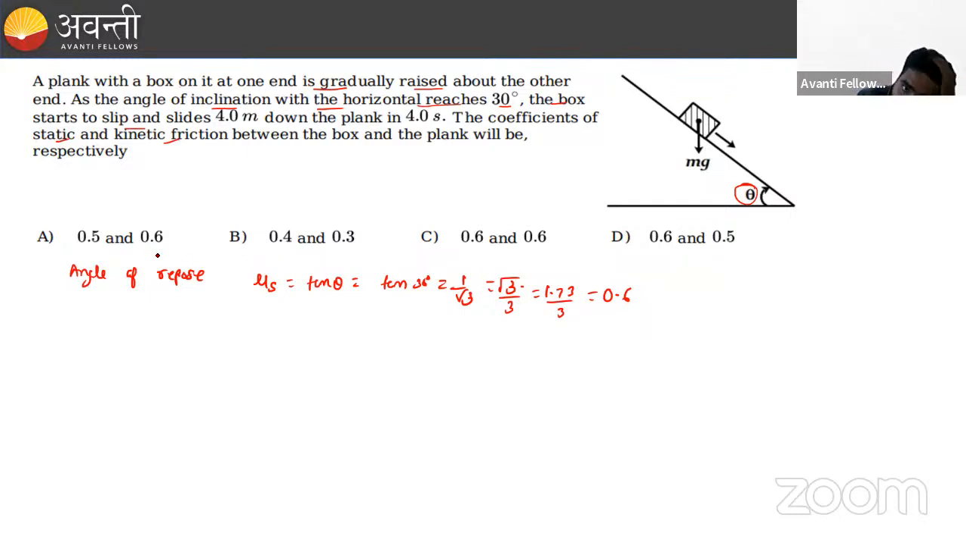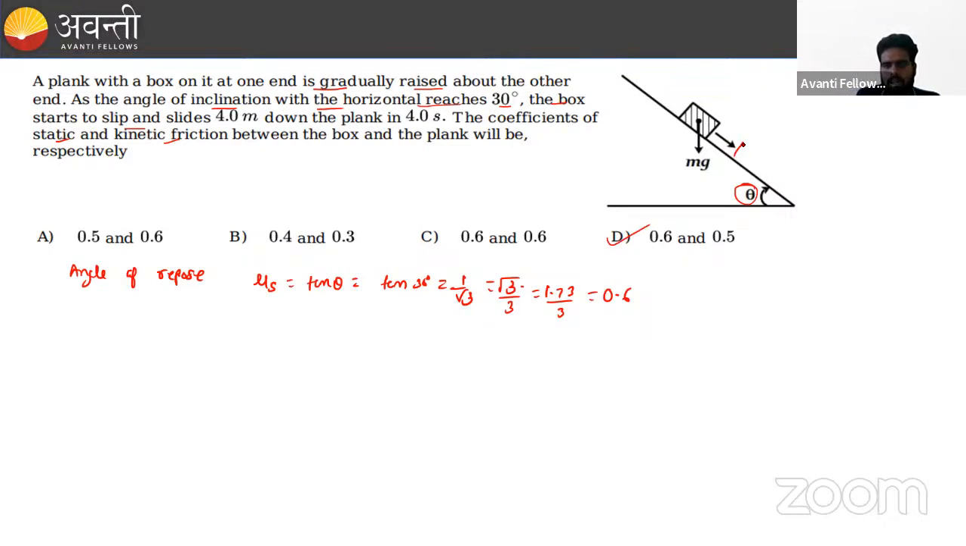Two options are already eliminated, option C and option D. And we already know the coefficient of static friction is greater than the coefficient of kinetic friction. So we can already say option D is the right one. But in order to solve it, we can solve this problem.